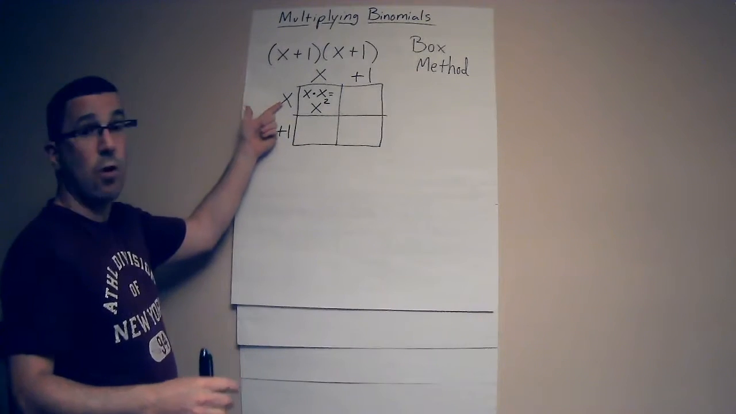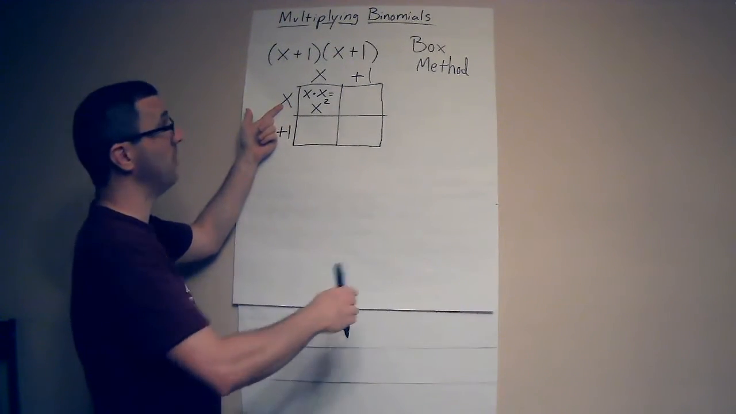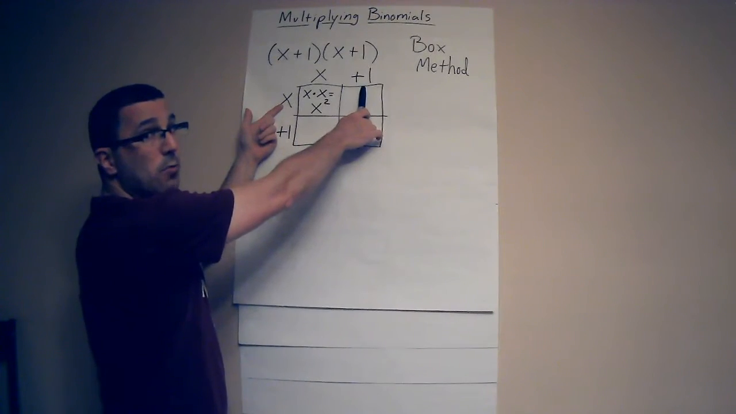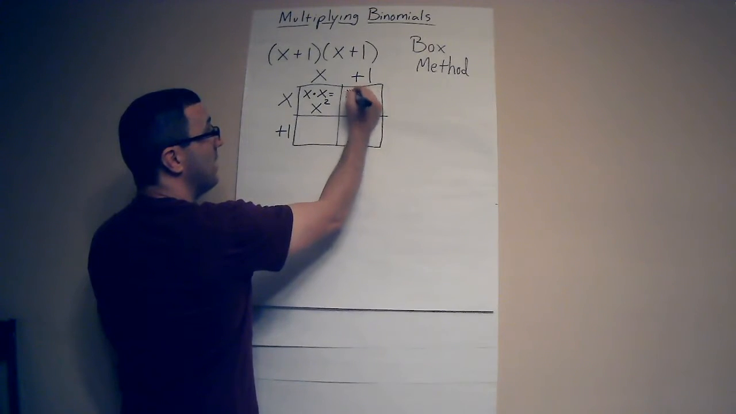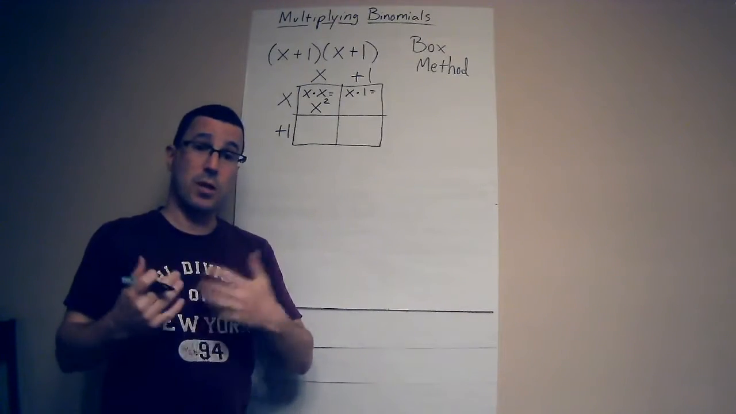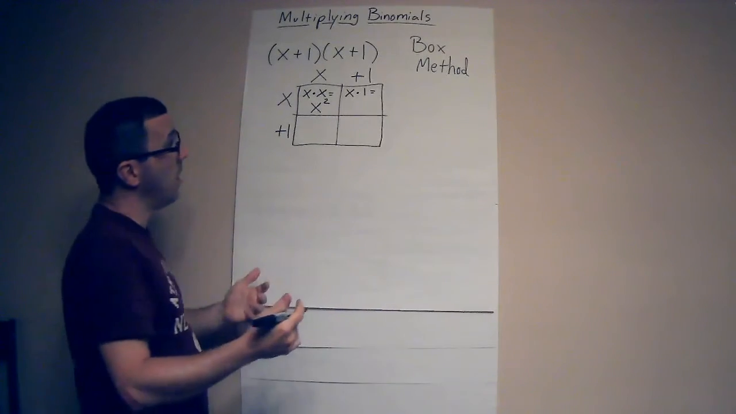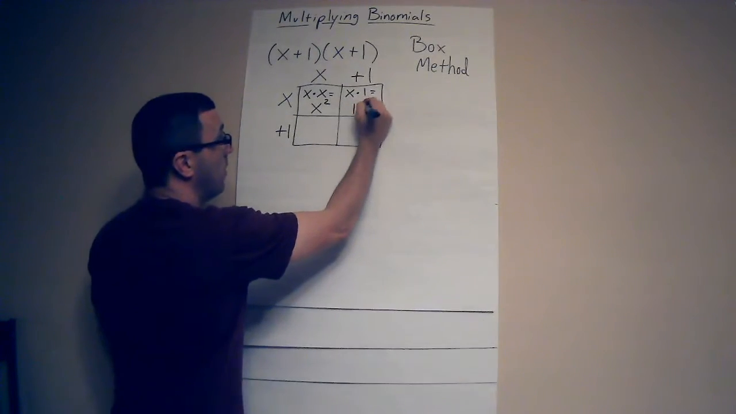I'm going to go across. I'm still going to stay with this x here on the left, and now I'm going to go to the plus 1 over here, and multiply those two together. So I'm doing x times a positive 1, which we can write as 1x or just x. I'm going to write it as 1x for now. So 1x.